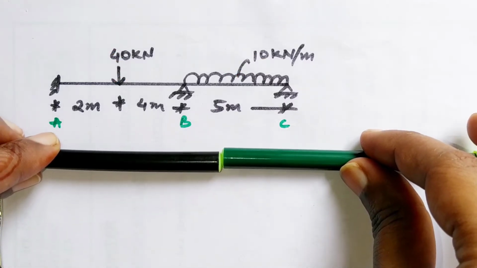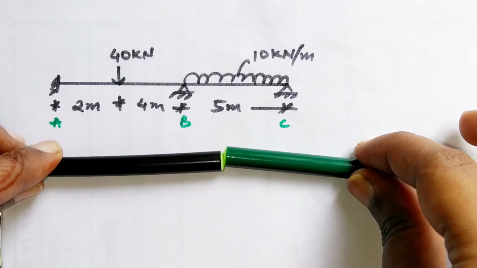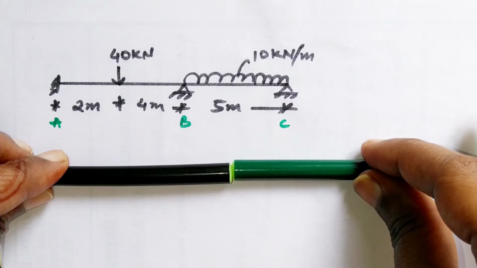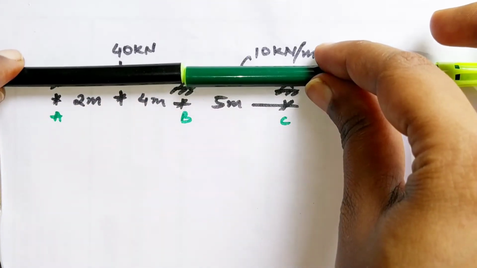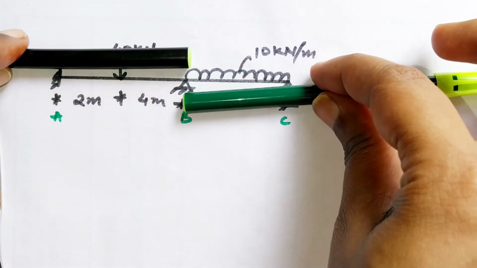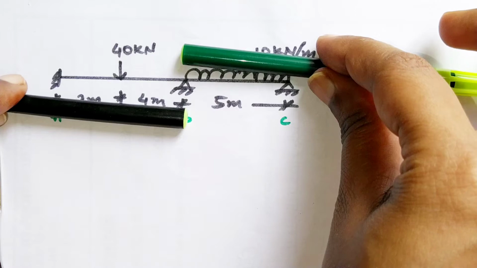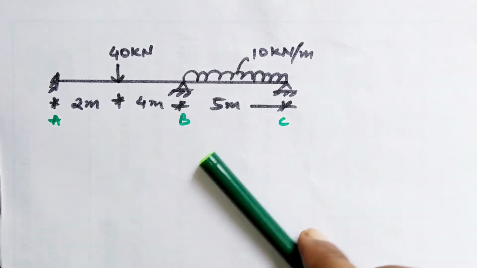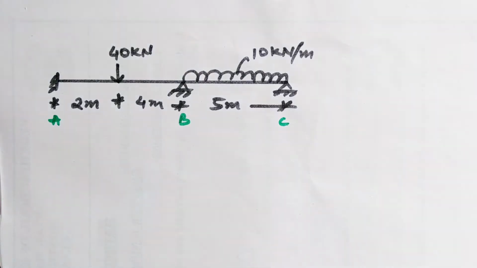There is no relative translation in that joint. The two members that get attached to that support will behave as one. So in this question, either this support will go up or down together. There is no relative translation. So this is your B support, which is your semi-fixed or intermediate.